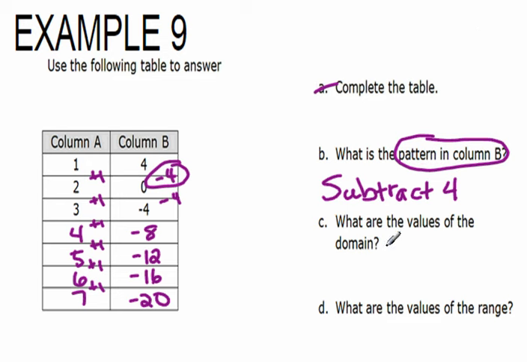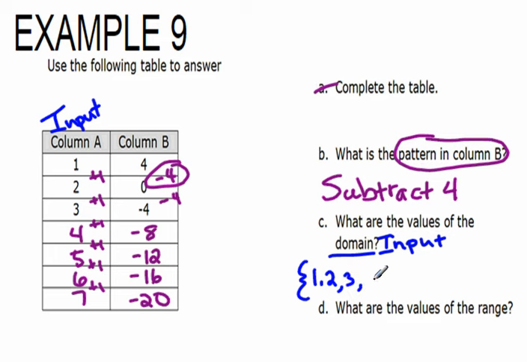Question C is asking for the values of the domain. Domain is your input, which in this case is the first column. So input would be our values from 1 to 7. Now remember, when you're listing domain and range, we want to list the values from smallest to biggest. So starting with our smallest value of 1, we're going to go all the way to 7.